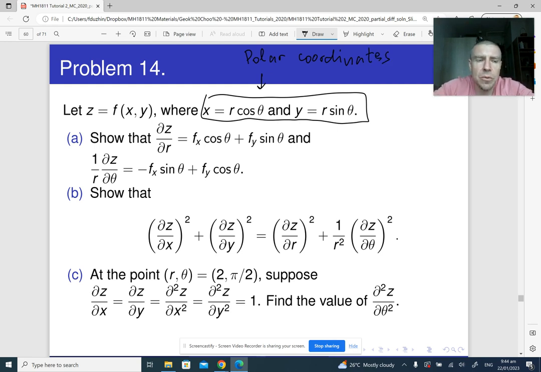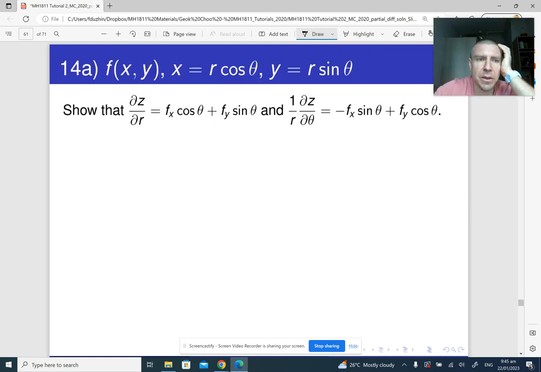So here we begin with some function of x and y. Z is a function of x and y. Hypothetically, if we knew the expression for f, we could substitute r cosine theta as x and r sine theta as y into f, and then we could differentiate with respect to r and theta, right? But basically, we need to do some more complicated stuff. All right. So there are three parts. Let's do them one by one.